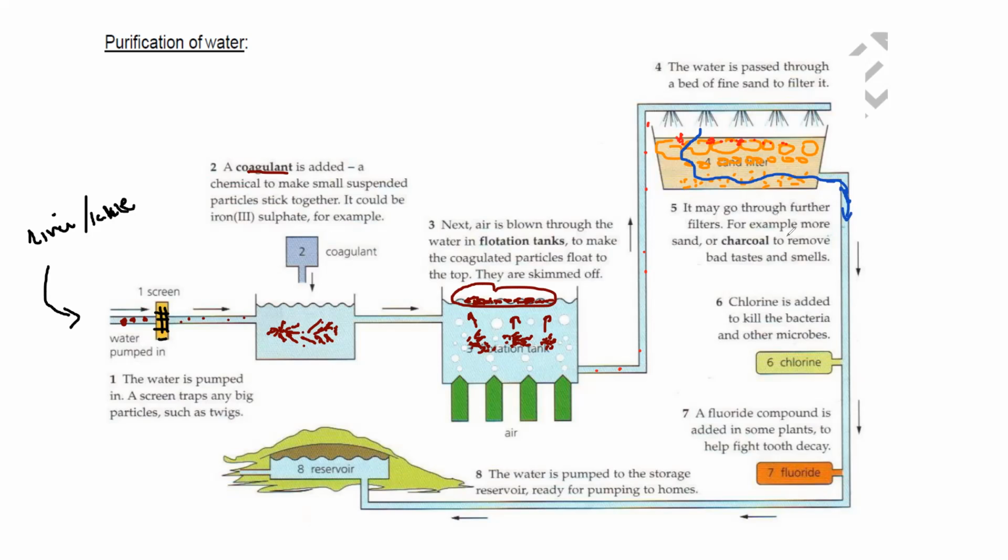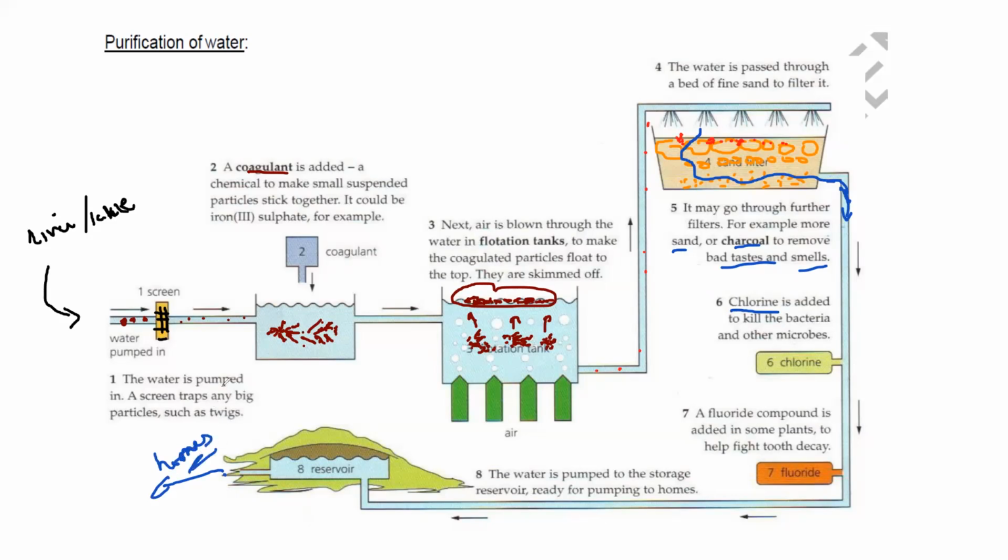It may go through further filtration. For example, we can use sand or charcoal to remove a bad taste or smell. If we want to remove any smell or bad taste from the water, we can use sand or charcoal. Then, to kill the bacteria, we add chlorine. Chlorine is added to kill the bacteria and other microbes. After the addition of chlorine, we add fluoride compounds to the water because it helps to overcome tooth decay. So fluoride compounds are added at the water plants to help fight tooth decay. After adding the fluoride, the water is pumped to a storage tank where the water is stored, and then it is supplied to the homes.